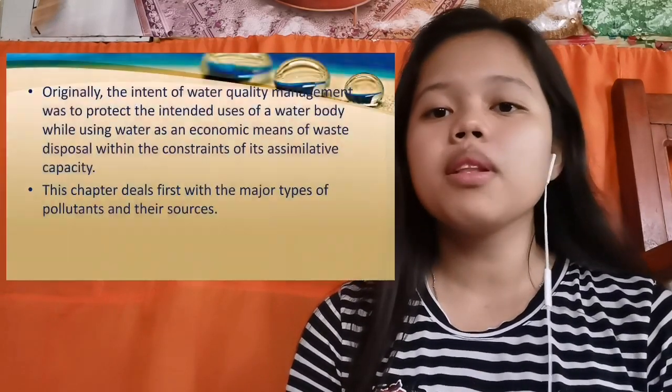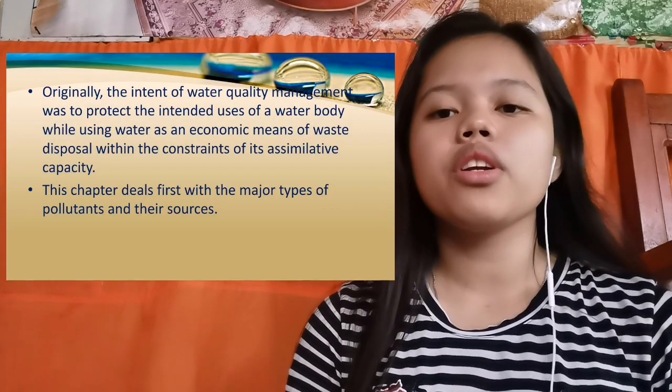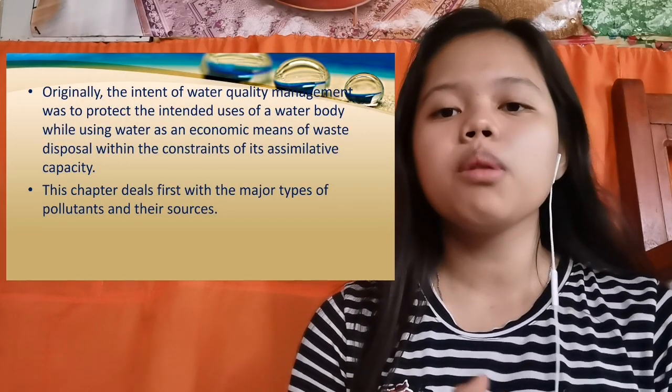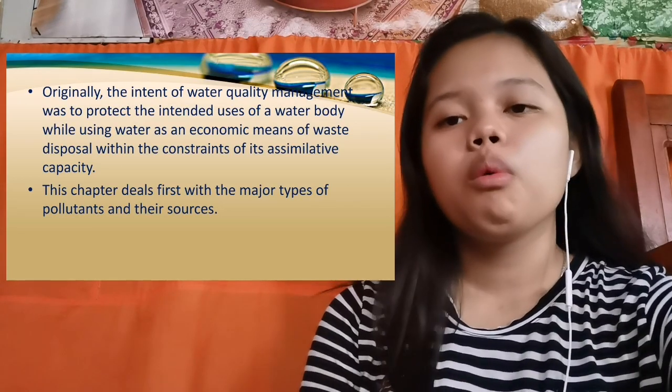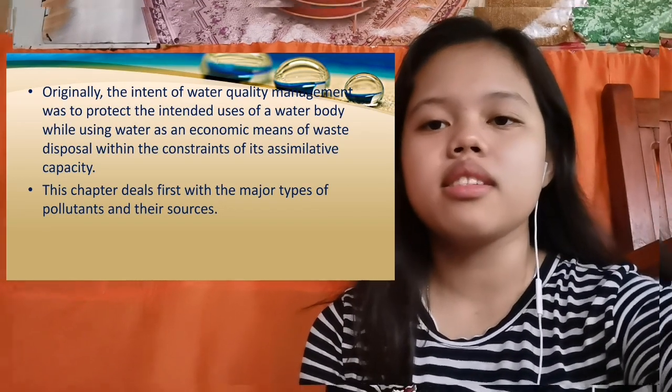Originally, the intent of water quality management was to protect the intended uses of a water body while using water as an economic means of waste disposal within the constraints of its assimilative capacity. This chapter deals first with the major types of pollutants and their sources. Water pollutants and their sources.